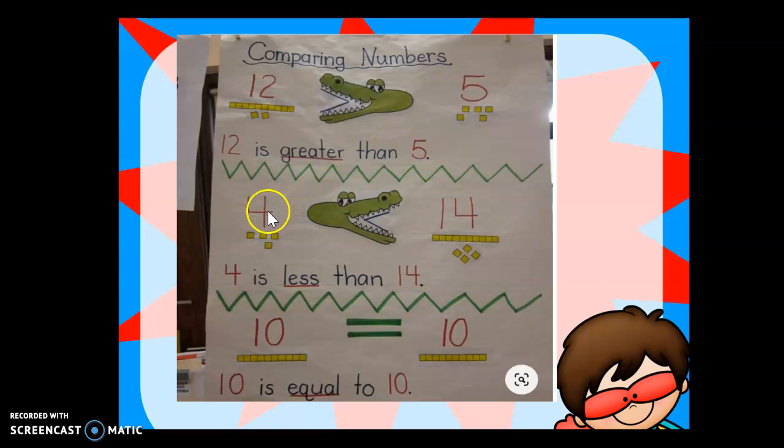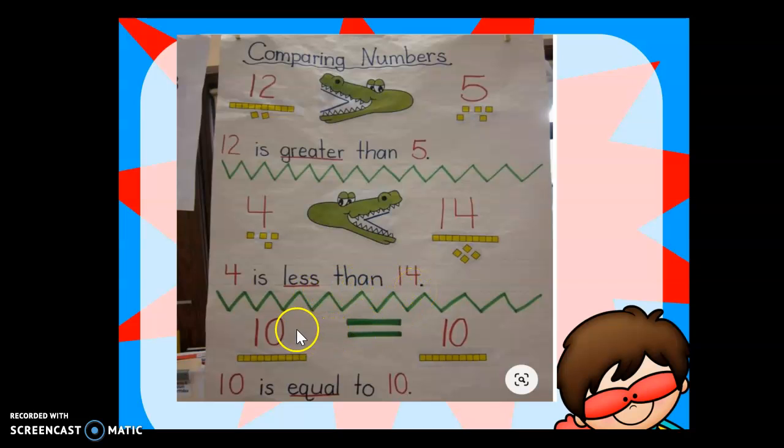Here we have the number 4. On the right side, we have the number 14. First, we're going to look at the ones. We have 4 ones. Then we look at the tens and the ones. We have 1 ten and 4 ones on this side. So that means because we have 1 ten over here and no tens over here, 14 is the greater number. So reading from left to right, 4 is less than 14.